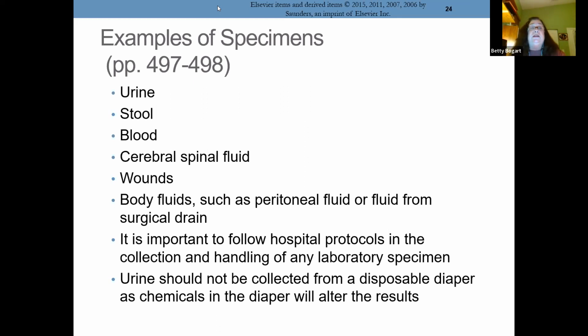You can do wound CNSs, culture sensitivity. Could be just a swab, or they could take it and just mush it on a slide so they can look at the cells under it. You also can take stuff from drains.